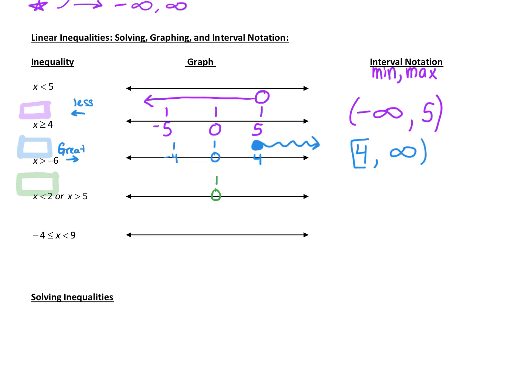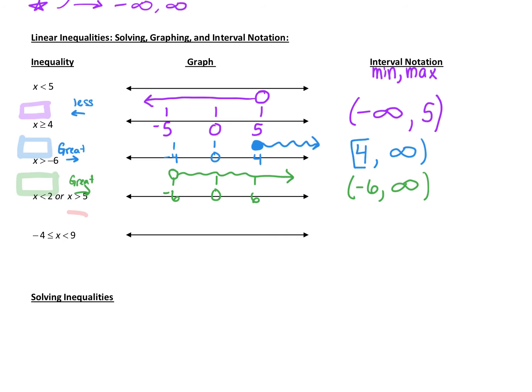So the first thing you should have done is labeled your number line, then determined what kind of point you were going to have. Since it's not equal to, it's going to be an open circle on -6. And again, this also says greater than, so it's going to go to the right. Our interval notation, well, -6 is the minimum number and it's an open circle, so that leaves me with the round bracket. And it's going to the right forever, so it's going towards infinity forever.